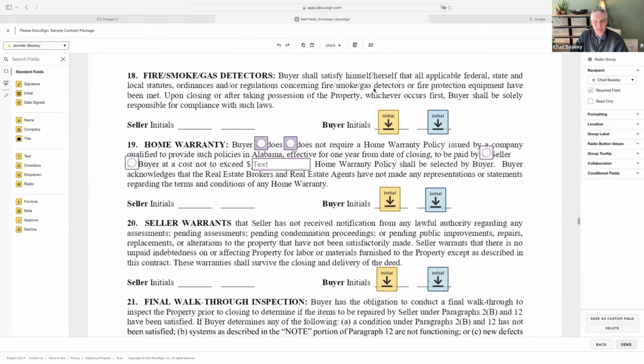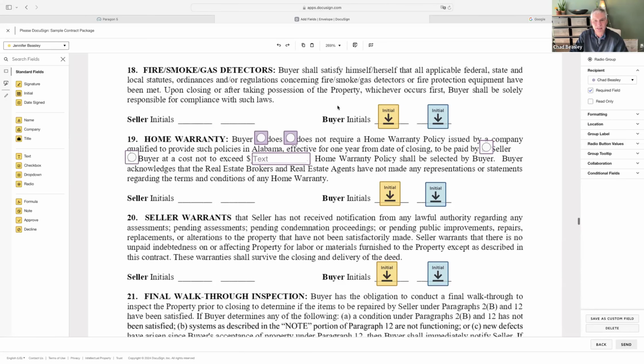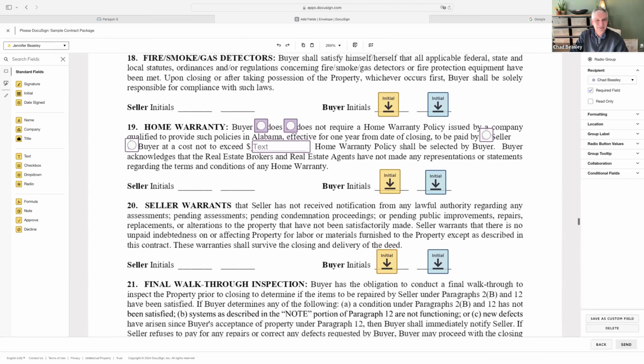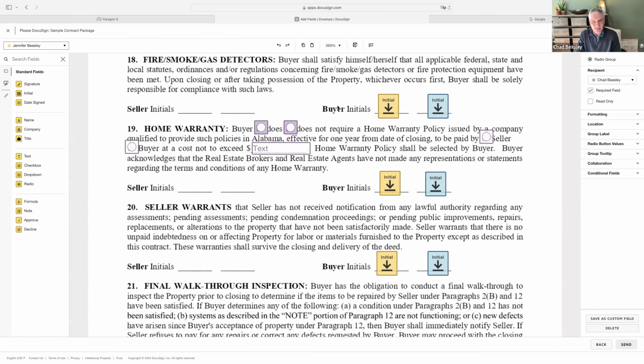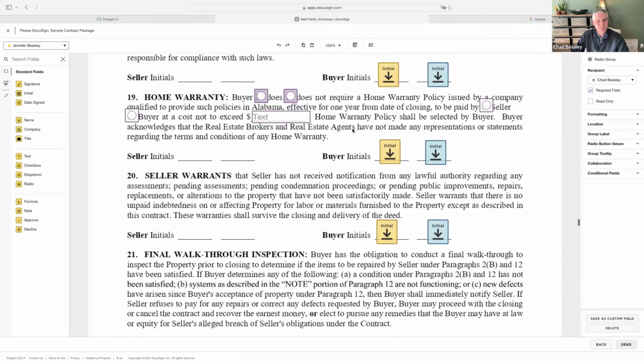Number 18, buyer will satisfy himself that fire, smoke, and gas detectors are up to code. I just tell everybody that's something your home inspector is going to comment on, if that's all like it should be. Now, listen, current code on smoke detectors is different than it was even 10 years ago. So you're going to have it written up sometimes, but it's hard to get a seller to go back and bring a house up to code that was built under a different code at a different time. So those are just discussions that you have with your buyer.